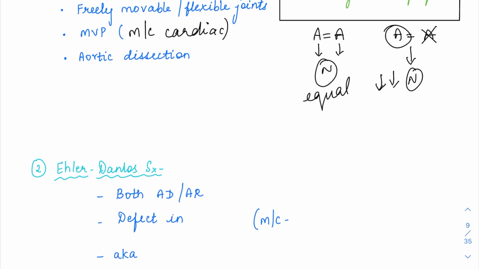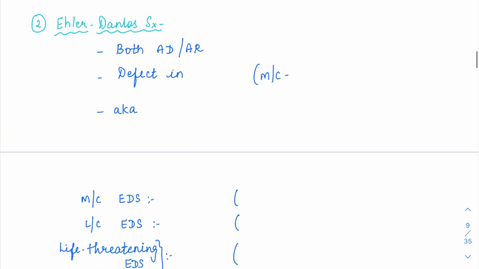So the vessels will be weakened. The elastin is going to be weak because of the fibrillin defect, right? Dominant negative. Because of that, the vessel elasticity is going to be lost, resulting in aortic dissection. Okay, so now let's see about Ehlers-Danlos syndrome.